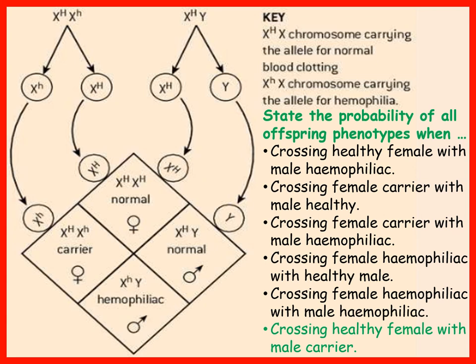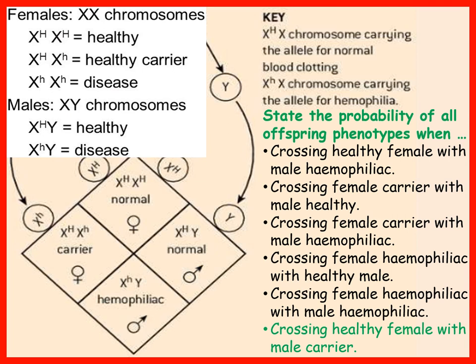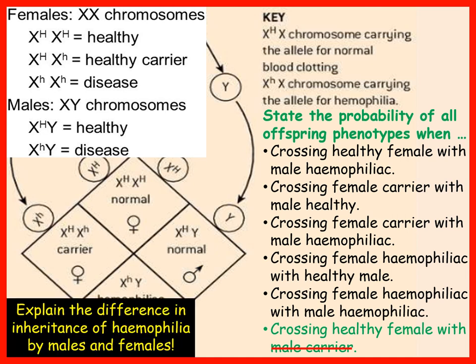So here's an example of sex-linked genetic disorder in a Punnett square. In this case, we're looking at hemophilia, which we also did at GCSE. In this case, we're using the letter H, so capital H for healthy and lowercase h for the recessive disorder hemophilia, or the hemophilic allele. And obviously there's no such thing as a male carrier, because males are XY, so therefore the Y is inherited from the father. So explain the difference in inheritance of hemophilia by males and females.